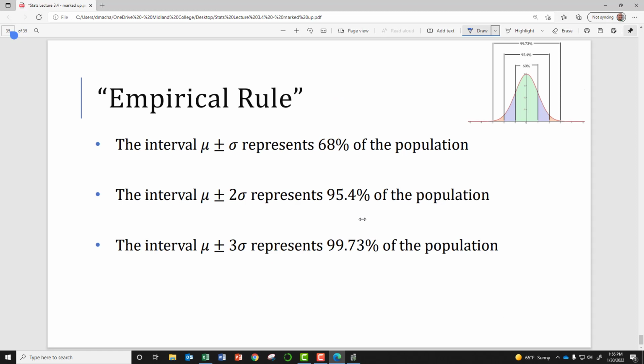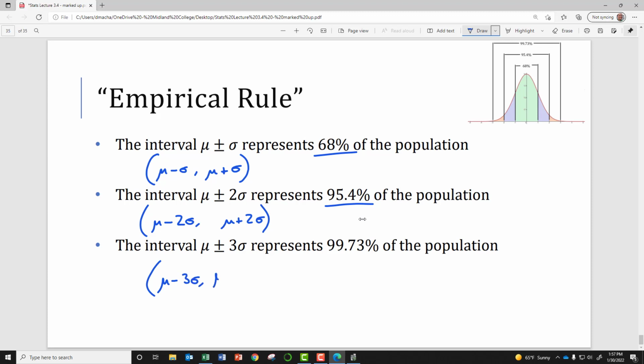So this is what your textbook recommends that you memorize. The interval that goes from the mean minus 1 standard deviation up to the mean plus 1 standard deviation represents 68% of the population. The interval that goes from the mean minus 2 standard deviations up to the mean plus 2 standard deviations represents 95.4%, and then the interval that goes from the mean minus 3 standard deviations up to the mean plus 3 standard deviations represents 99.73% of the population.